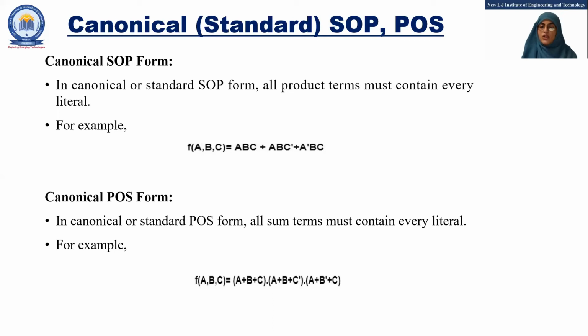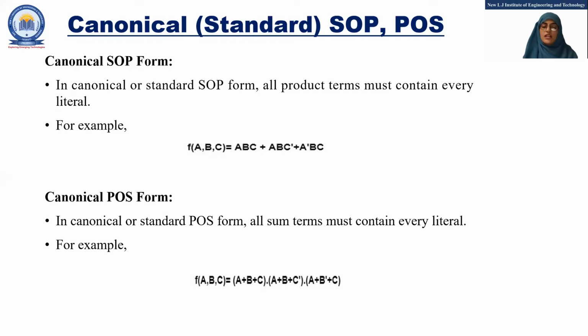Next topic is canonical or standard SOP and POS. So what is canonical SOP form? In canonical or standard SOP form, all product terms must contain every literal, which means if the function contains three literals A, B, and C, every term must contain the literal itself or its complement. So this is an example of canonical SOP form, which is ABC plus ABC prime plus A prime BC.